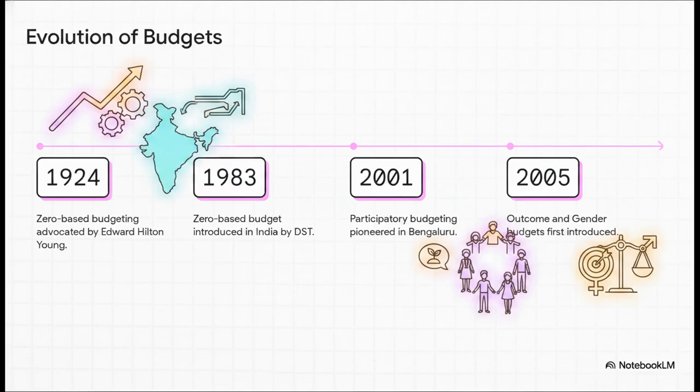Back in 1924, the zero-based concept was born in the UK. Then by 1983, India's Department of Science and Technology introduced that same concept domestically. Fast forward a bit to 2001, and we saw the birth of participatory budgeting over in Bengaluru. And then in 2005, major modern frameworks like outcome and gender budgets were officially launched.